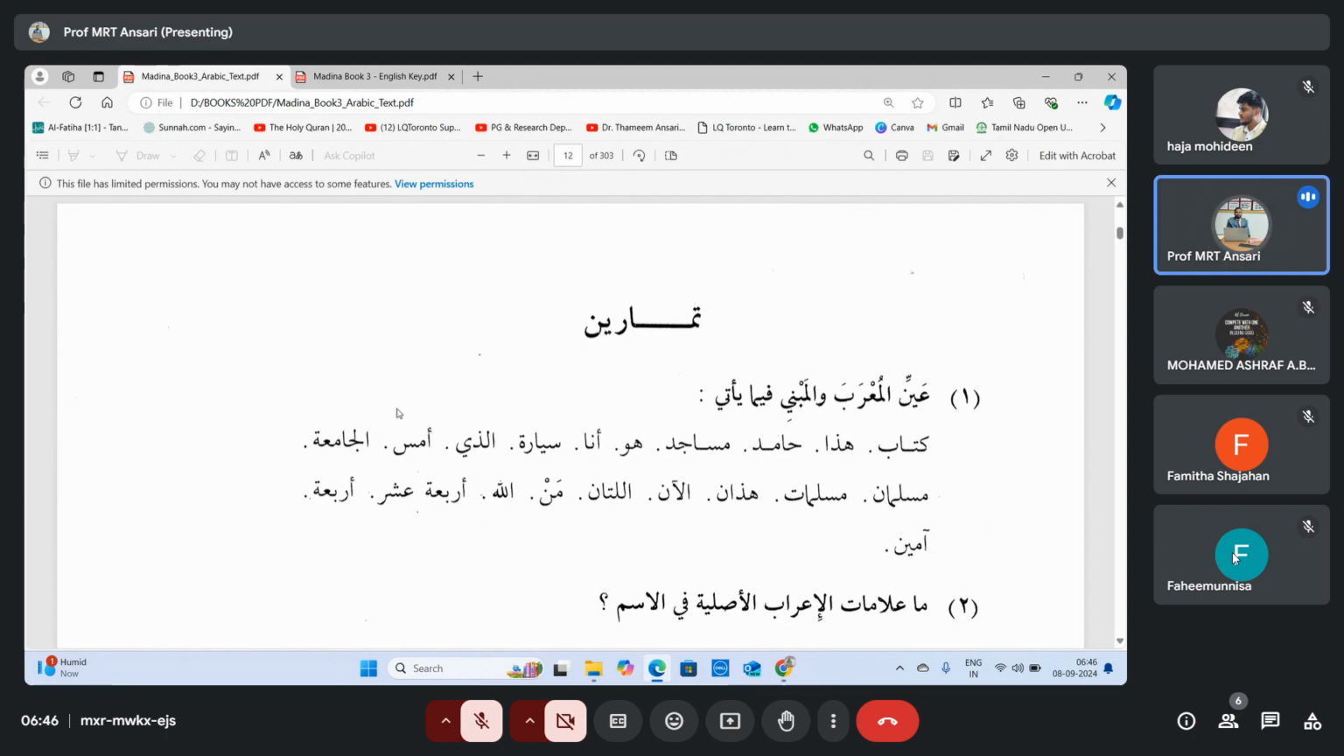Kitabun is معرب because it will be declining in all three cases. Kitabun, kitaban and kitabin. So kitabun is معرب. هذا مبني. حامد معرب. مساجد معرب. هو مبني. أنا مبني. سيارة معرب. الذي مبني. أمسي مبني. الجامعة معرب. مسلمان معرب.